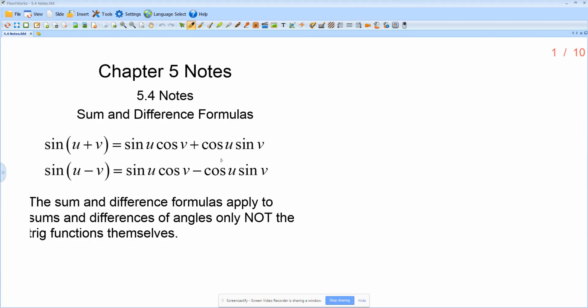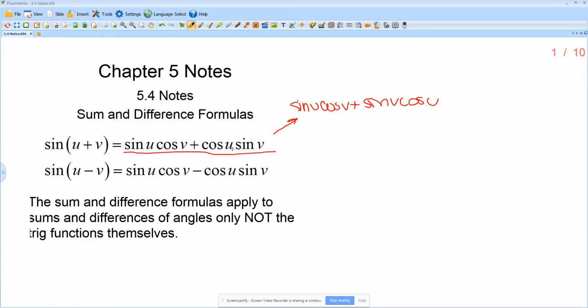First, you have the sine of u plus v is equal to sine u cosine v plus cosine u sine v. So essentially you're saying the sine of the first angle times the cosine of the second, plus the cosine of the first angle, sine of the second. And this could be written in different ways. One way in which sometimes I end up writing it is sine u cosine v plus sine v cosine u.